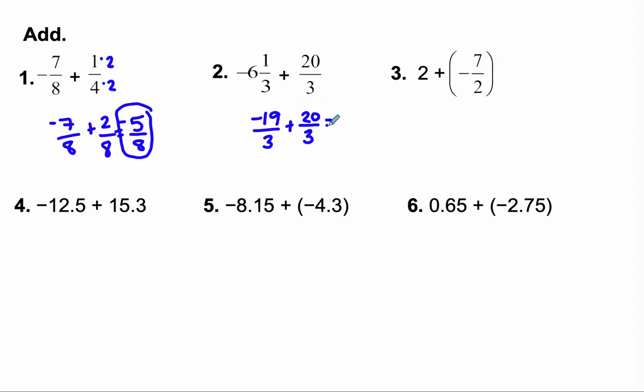Fortunately for us, we already have a common denominator. Different signs find the difference. 20 minus 19 is 1. Common denominator stays the same. More positives, answer is positive. So the answer for 2 is 1/3.